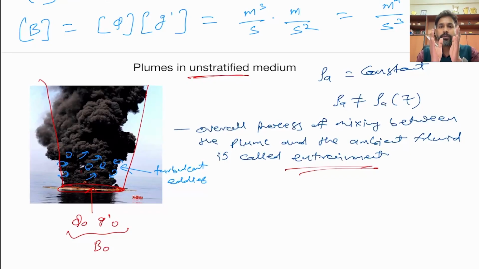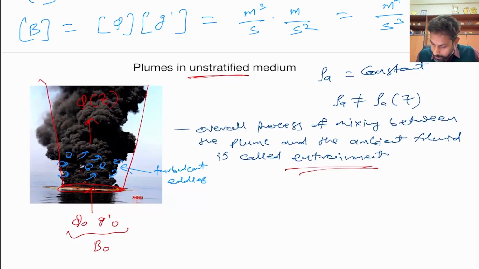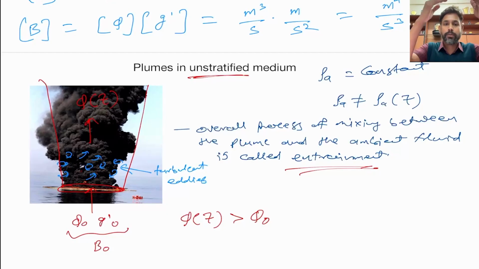There is a certain amount of volume coming out, that is Q naught, but as you go up, it is Q of z, and this Q of z is greater than Q naught. Q naught had a certain volume per unit time, but as you go up, because of mixing, extra fluid has come into the plume, and that is why the total volume that is now rising up is greater than the injected volume.